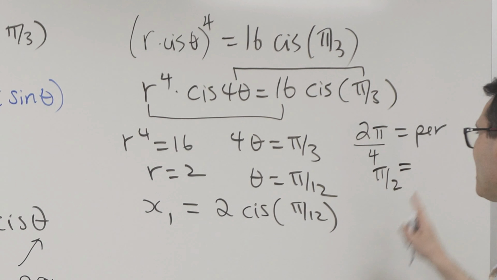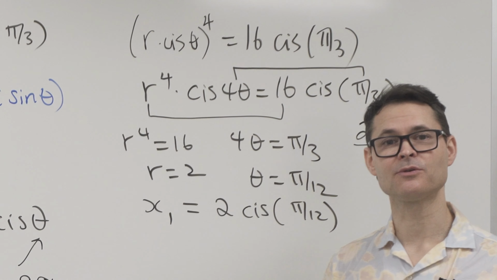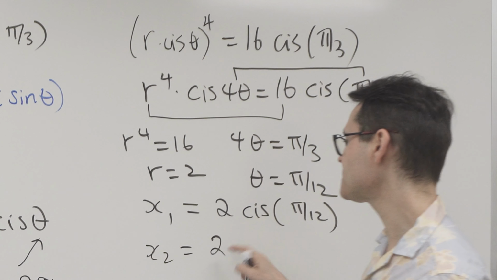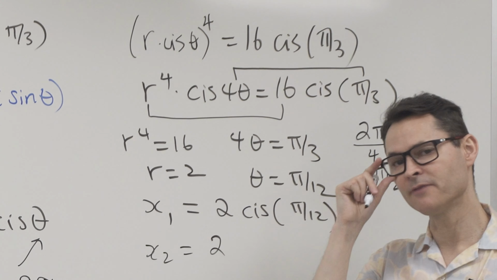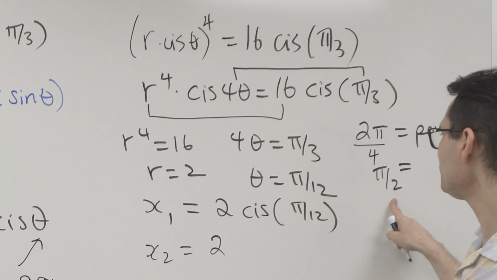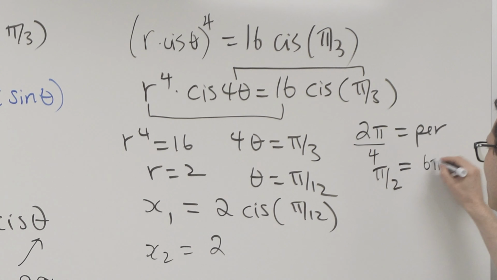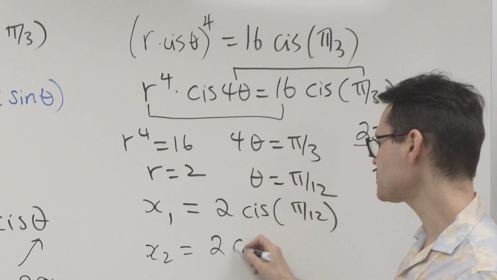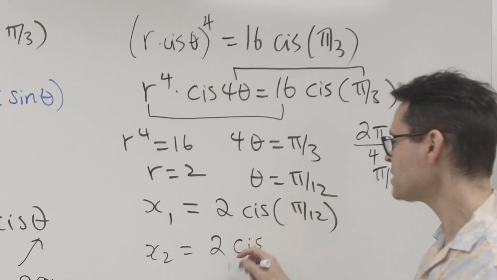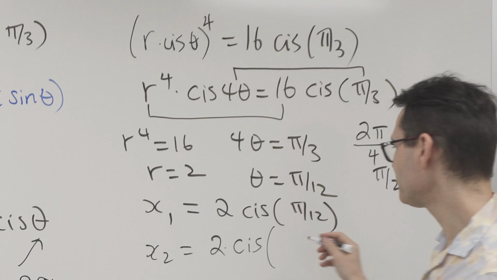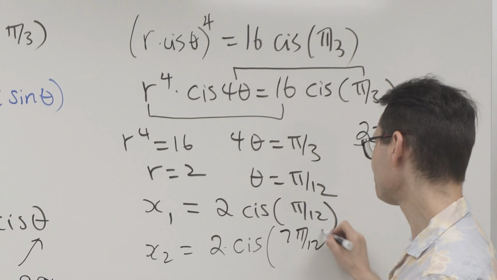Why am I using that? I use that to generate the other 3 answers. So for the second one, the modulus 2 never changes. We just add multiples of the period to the argument. Now that's pi over 12, so I'm going to write the period as 6 pi over 12. And so the next one is also 2 cis, pi over 12 plus 6 pi over 12, which is 7 pi over 12.